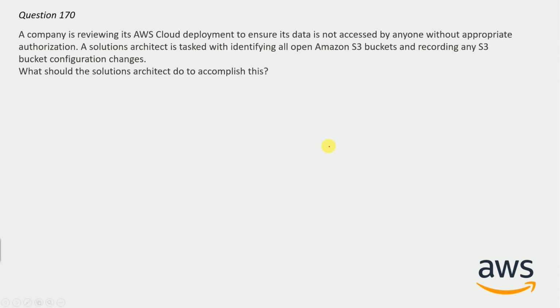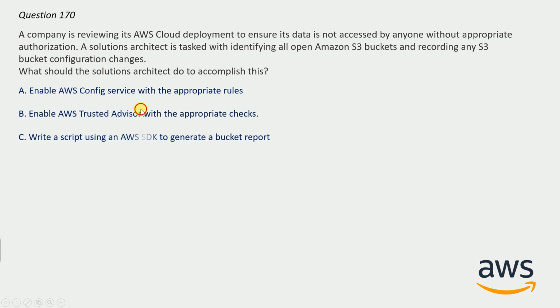And now question number 170. A company is reviewing its AWS cloud deployment to ensure its data is not accessed by anyone without appropriate authorization. A solution architect is tasked with identifying all open Amazon S3 buckets and recording any S3 bucket configuration changes. What should the solution architect do to accomplish this? And here are the options. And please take your time to guess the answer for this.